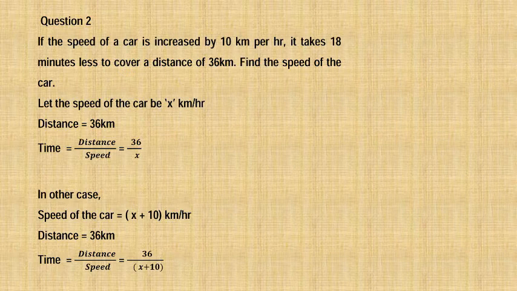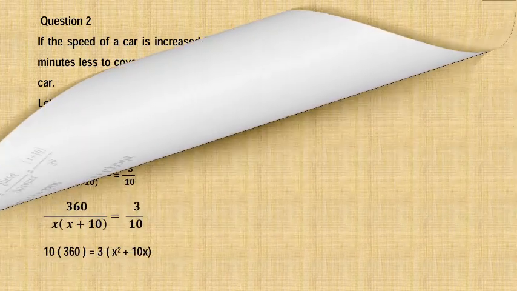So then how do we represent the time? Time will be equal to distance by speed, that is 36 by x plus 10. Now we have two times, that is time taken by the car with the original speed and time taken by the car when the speed is increased by 10 kilometer per hour. Move to the next slide.